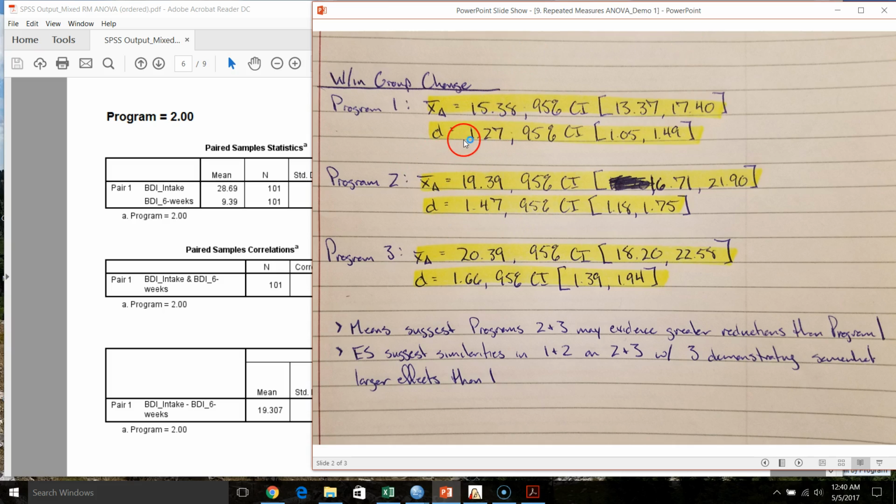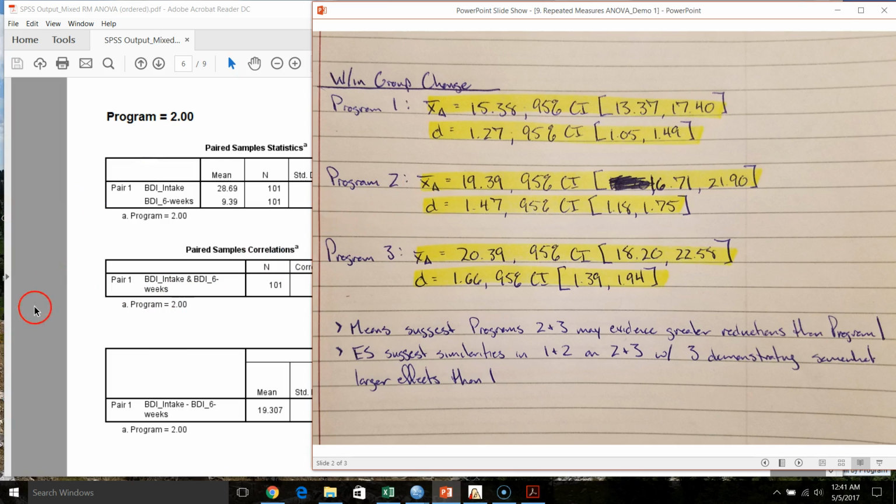Not sure yet, right? If we look at our standardized effect, standardizing using the standard deviation of the difference scores, we get a slightly larger effect size. We've got about a 1.5 standard deviation decrease in Program 2 from pre to post, or from intake to 6 weeks, with an interval around our effect size running from about 1.2 standard deviations to 1.75 standard deviations. So there's more overlap in terms of our effect sizes than in our raw change in means, but we could maybe put together an argument for possibly somewhat better effects in Program 2.